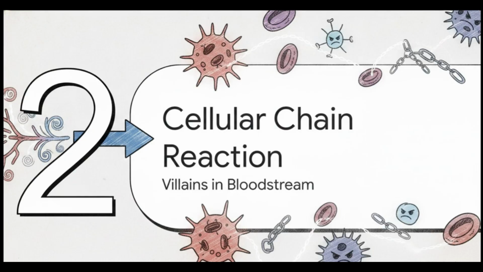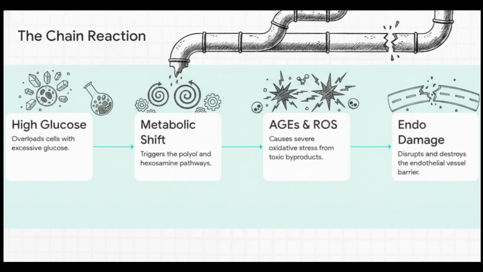Moving right along to Section 2, the cellular chain reaction. We're looking at the villains in the bloodstream. Let's zoom way in to the microscopic level. The source outlines this unification hypothesis that links all of this damage back to one culprit: excessive glucose flux. Here's how it plays out.